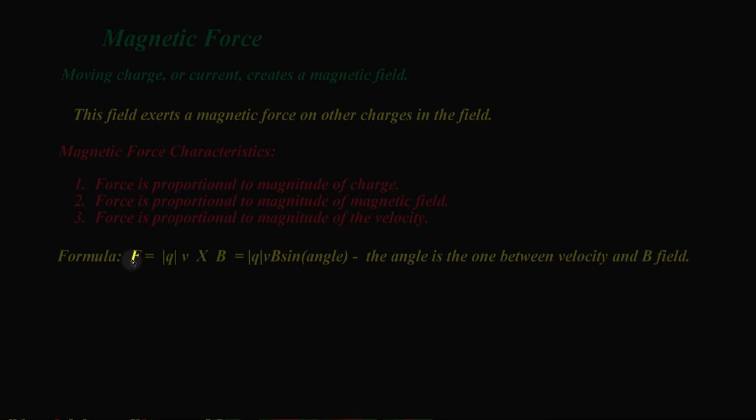This is the formula. The formula is going to be the absolute value of the charge times the velocity, okay, scalar times a vector, and then cross product the magnetic field. So the alternative definition for cross product is the product of the magnitudes of the charge, the velocity, and the magnetic field times the sine of the angle, and the angle is the angle between the velocity and the magnetic field.